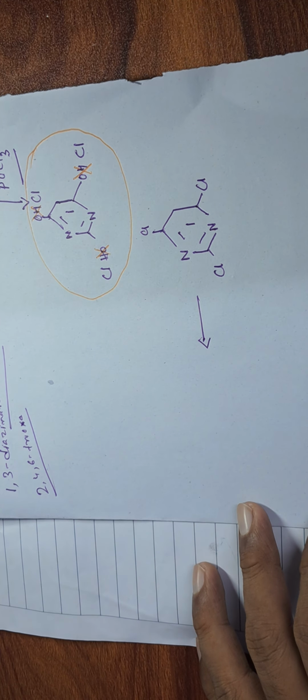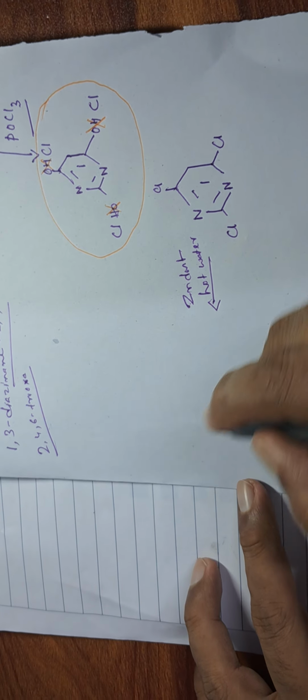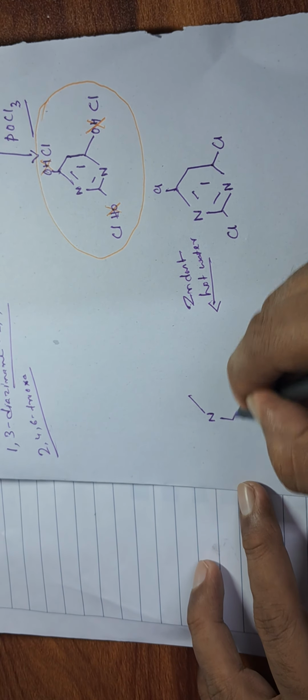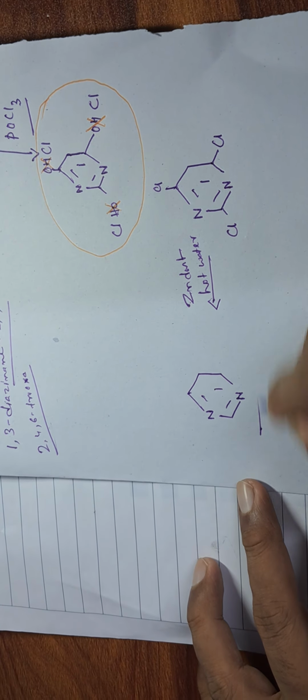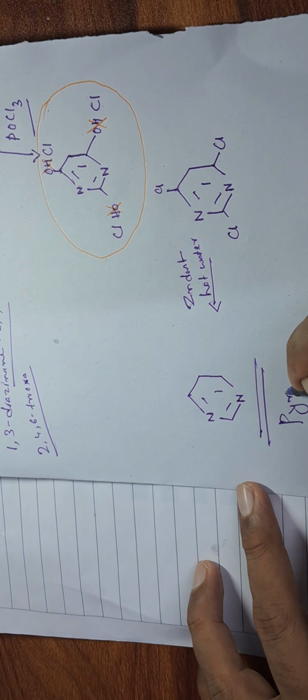And how can this be done? You need to introduce what? Zinc dust. For this very purpose, you need to introduce zinc dust, and of course hot water is very much required over here. Hot water, fine. So what will happen as a result of this treatment? There is a formation of what? Unsubstituted pyrimidine occurs. Fine. So thus we are done with the pyrimidine.